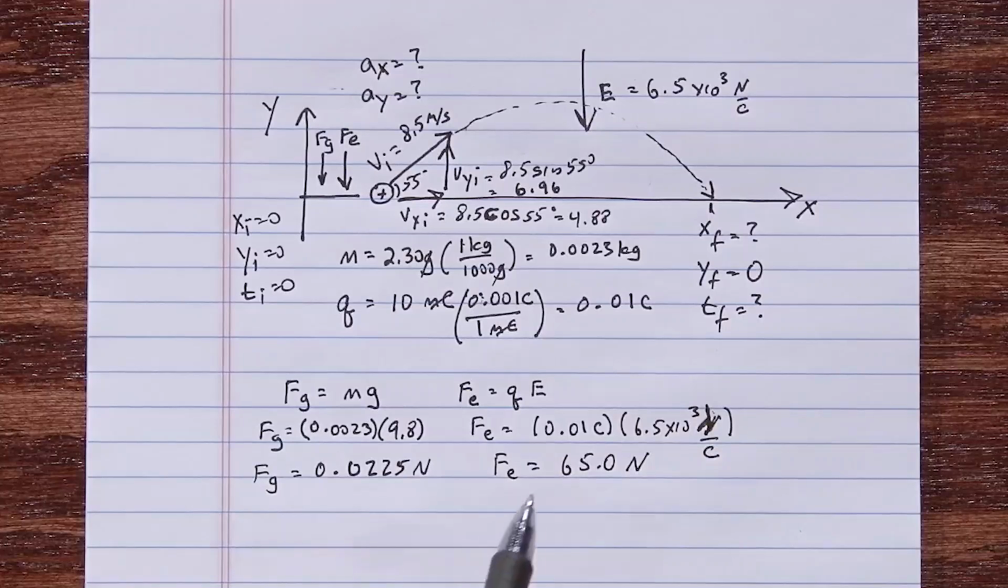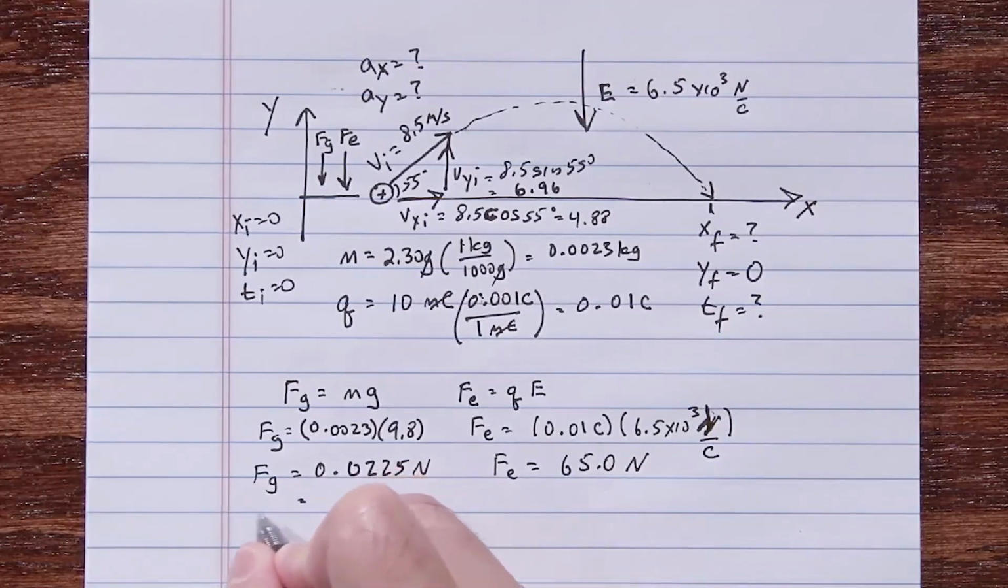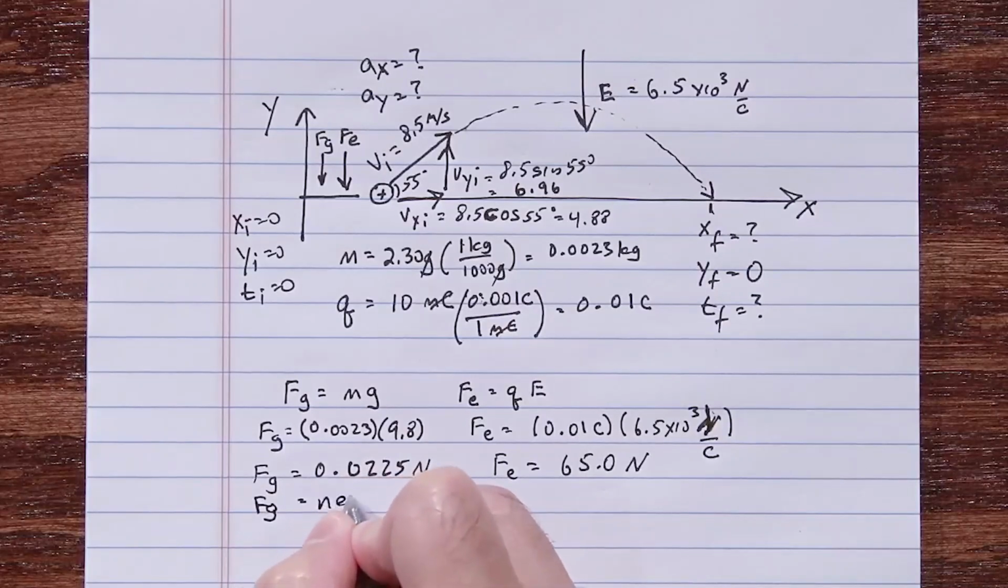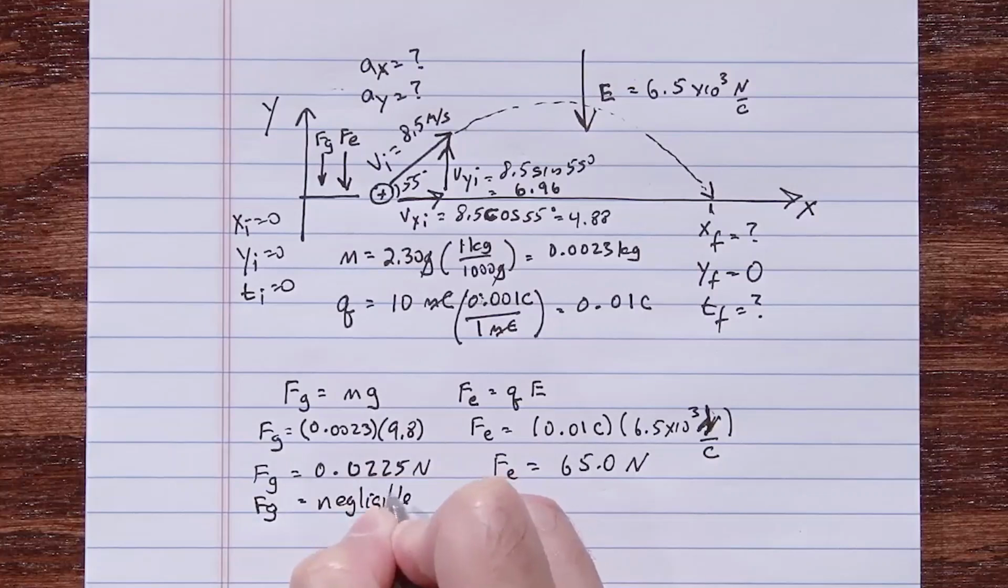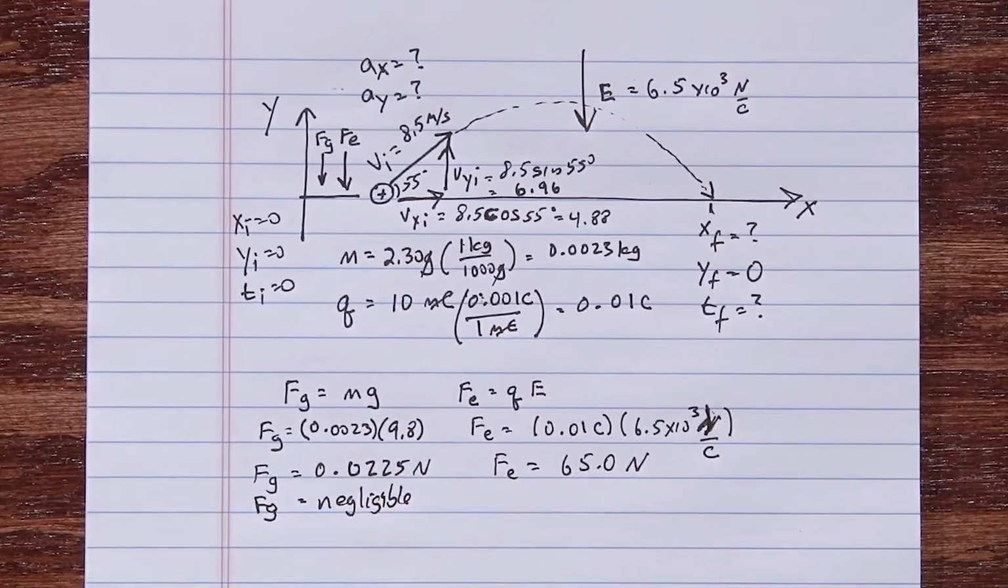newtons. So you can see that the electric force is much greater than the gravitational force, and in fact, the gravitational force is in what would be the fourth significant figure of the electric force, which we've rounded off anyway. So we're not worried about a contribution as small as a gravitational force. So the gravitational force, we would say, is negligible in this case. So we would say that Fg is negligible. We don't need to worry about it.